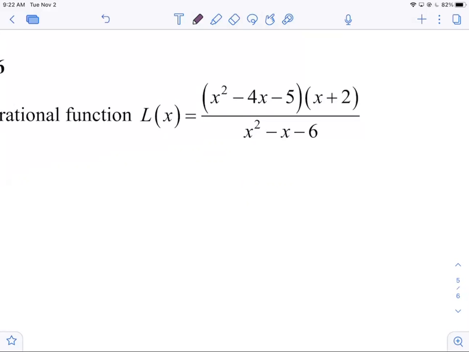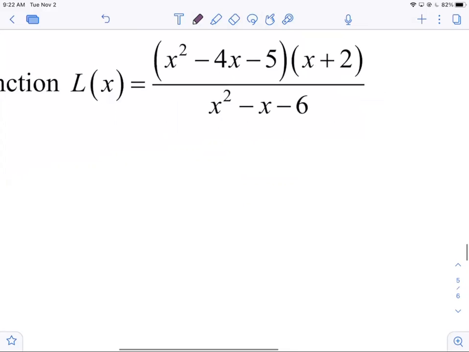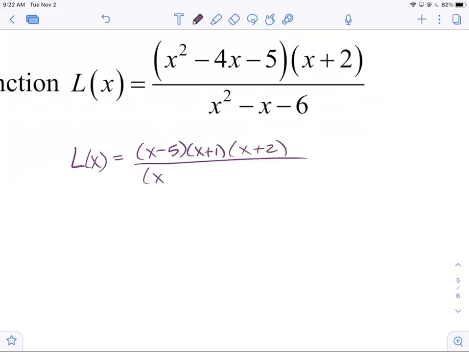The name of the function is, let's see, do we have time? We have time. All right, let's go ahead and factor this. I hope it factors. The top is already partially factored: x minus 5, x plus 1, x plus 2. And the bottom: x minus 3, x plus 1.